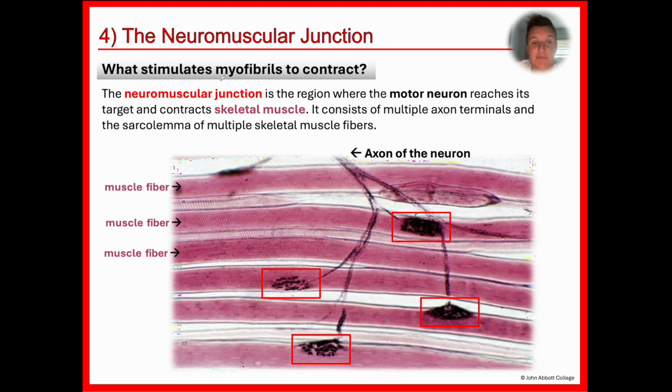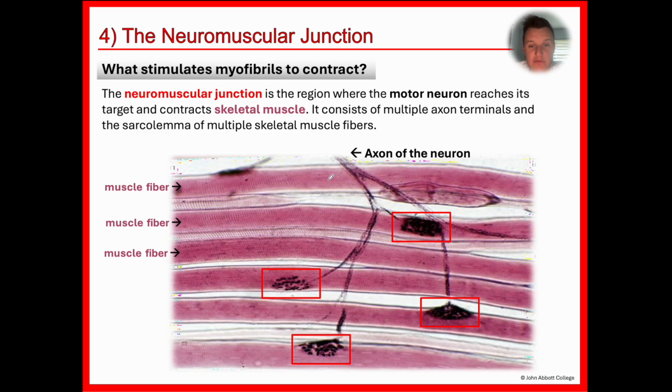So what stimulates myofibrils to contract? What stimulates actin to move on top of the myosin, right? And to talk about that, we need to define the neuromuscular junction. It's the region where a motor neuron, a neuron that will go and give a motor command to the muscle, where that motor neuron reaches its target and contracts the skeletal muscle.